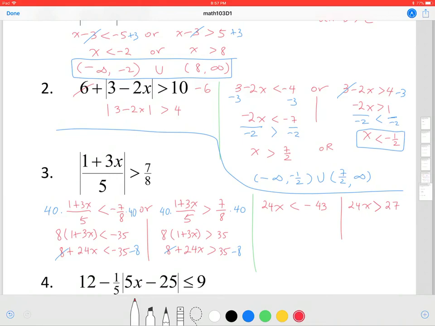All right, so almost done. Divide by 24. The first solution: x is less than negative 43 over 24. That fraction cannot be reduced. x is greater than 27 over 24, which can be reduced to 9 over 8. So our solution set is negative infinity to negative 43 over 24, parentheses, union with 9 over 8 to positive infinity.